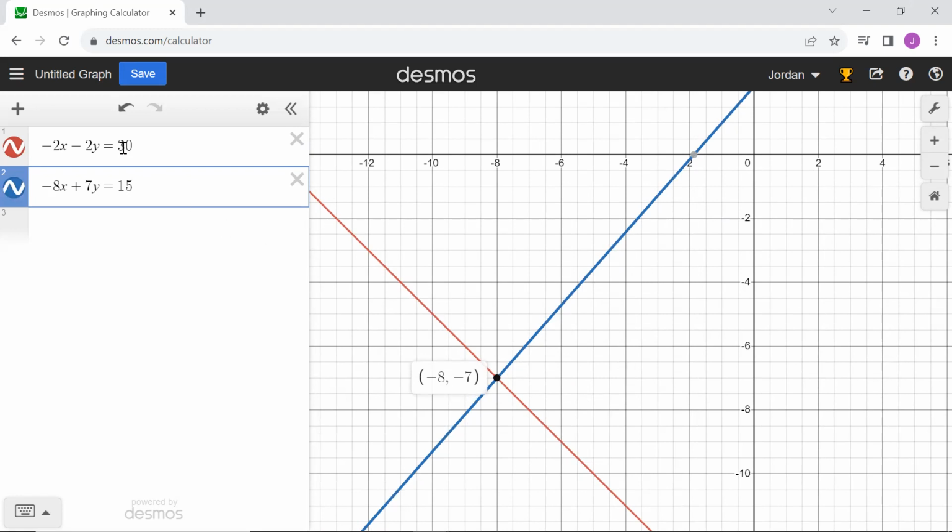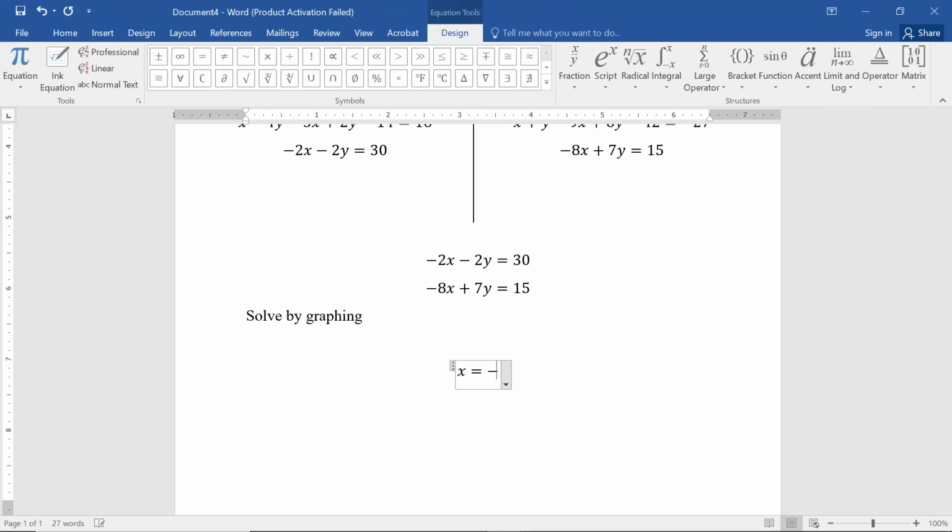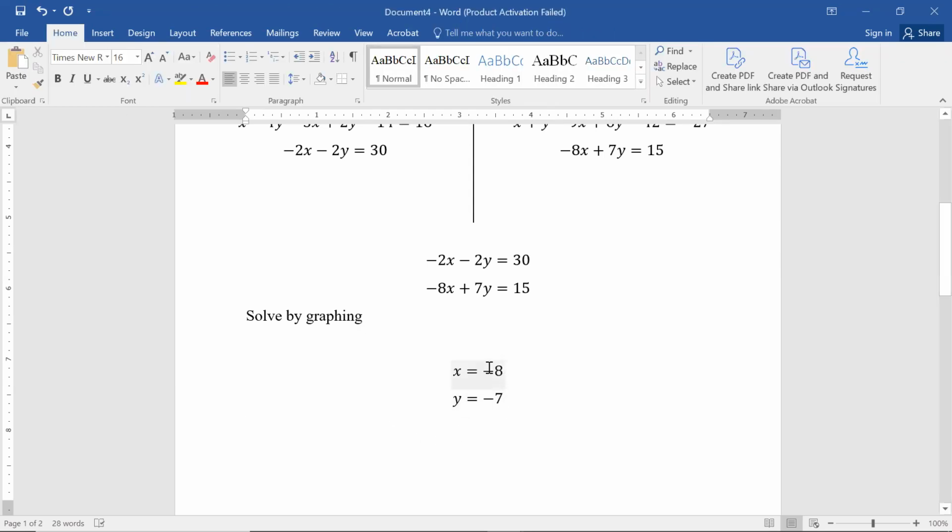Therefore, the solution to this system of two equations and two variables happens when x is equal to -8 and y is equal to -7. So we can use that as our solution. We solved by graphing. We got that x is equal to -8 and y is equal to -7. Now we're not done yet. Remember, this is the solution to the xy two equations, two variable system.